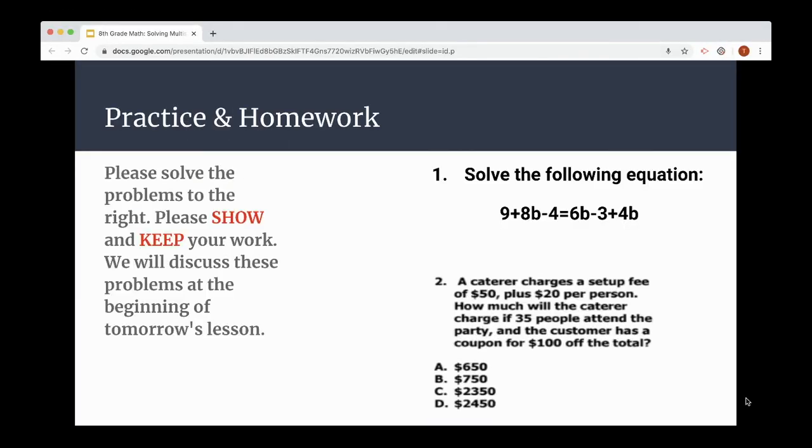Here is your practice and homework for today. Go ahead and show your work and keep it so that tomorrow when we go through the next lesson, you'll be able to check your work there.